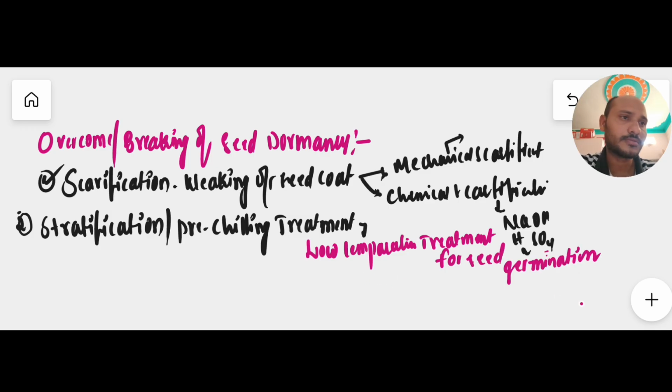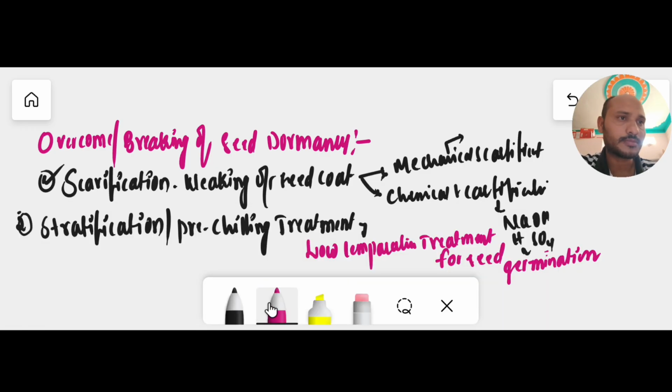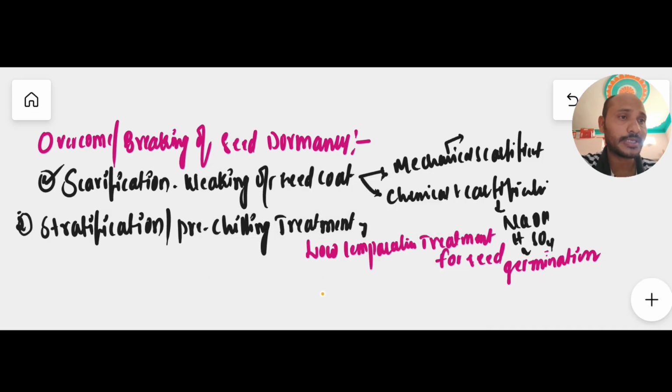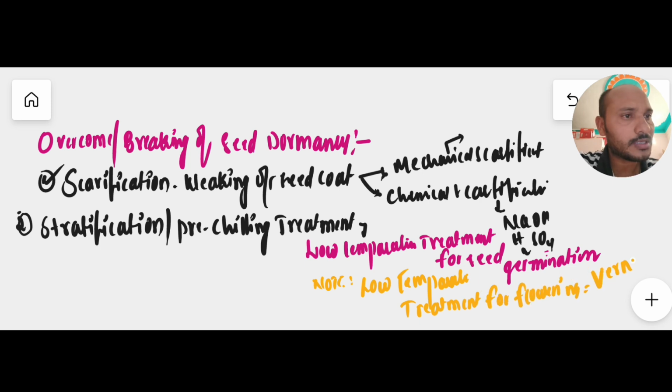And here there is one important note. Sometimes they will ask in the exam and they will confuse. Low temperature treatment for flowering is called vernalization. So here we can use low temperature for two purposes: one for seed germination, another for flowering. The flowering concept is called vernalization.